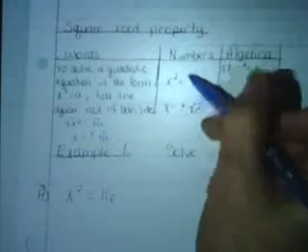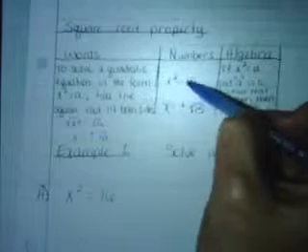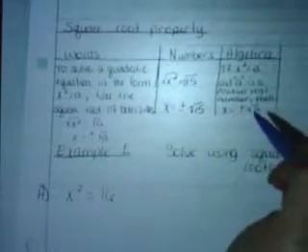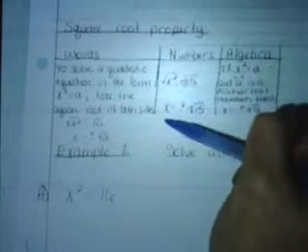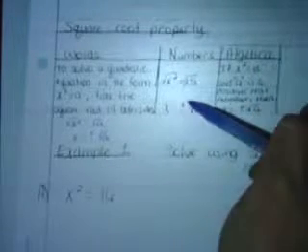Okay. Using numbers, if I have x squared equals 15 and I want to solve for x, I have to take the square root of each side. Therefore, the square root of x squared is going to give me x. So x is going to be plus or minus the square root of 15.